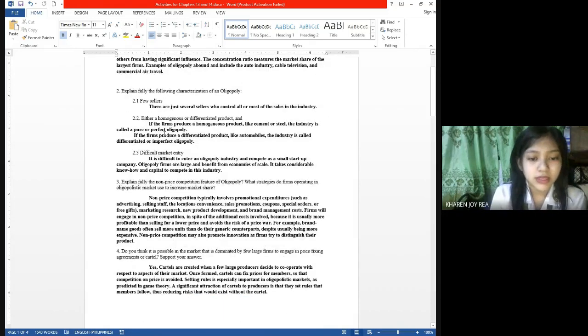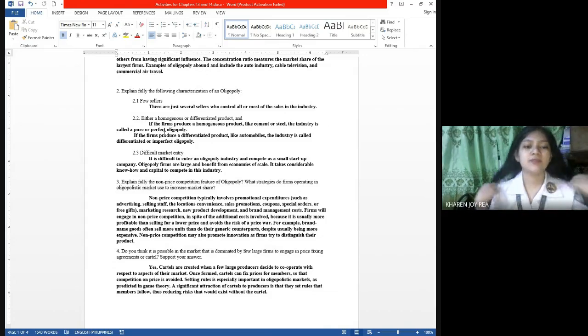Difficult market entry. It is difficult to enter an oligopoly industry and compete as a small startup company. Oligopoly firms are large and benefit from economies of scale. It takes considerable know-how and capital to compete in this industry.